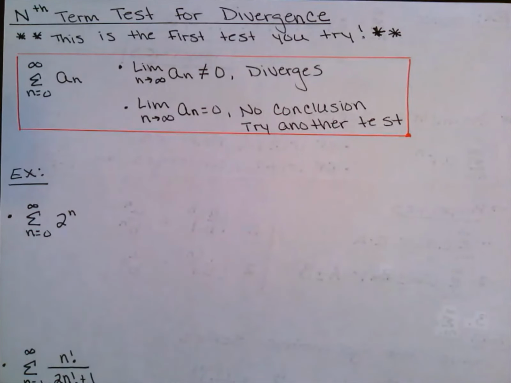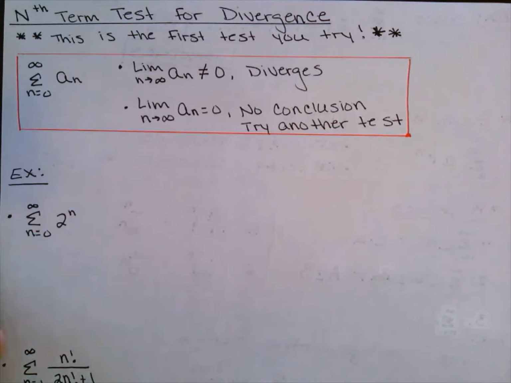All right, our second test for this lesson is called the nth term test for divergence. So that means that this test can only be used to prove divergence, okay? I'm going to tell you right now, this is the first test you want to try. It is the easiest, the quickest, and it eliminates you spending time trying to identify, okay, which test do I use? You can always use this one first, okay?